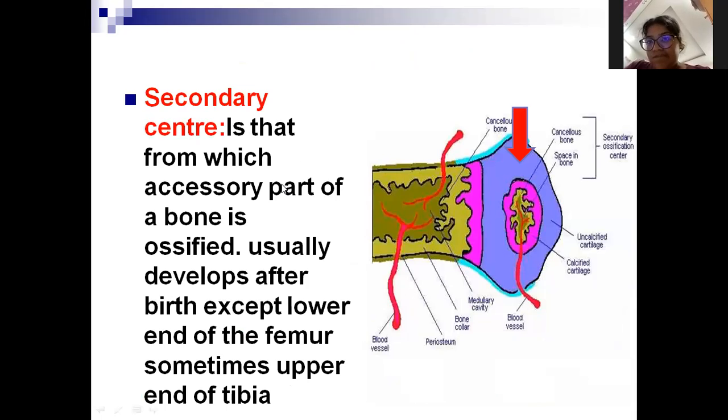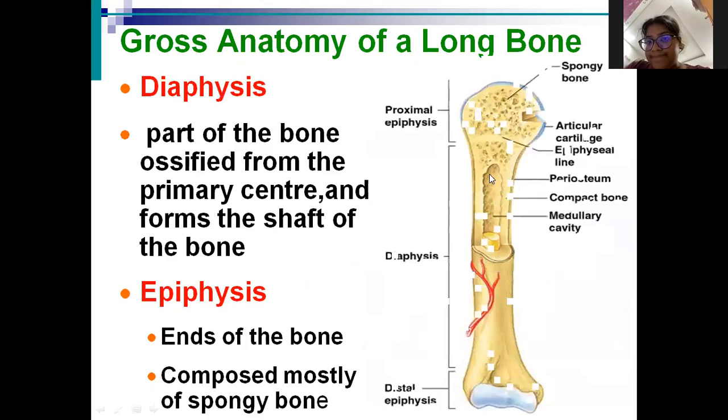Secondary center is that which forms the accessory part of the bone that is ossified. That means apart from the center, the ends of the bones are basically ossified from secondary centers. Usually they develop after birth. So the lower end of the femur, upper end of the tibia, a few examples are here. Now these terms will be asked for tomorrow's exam.